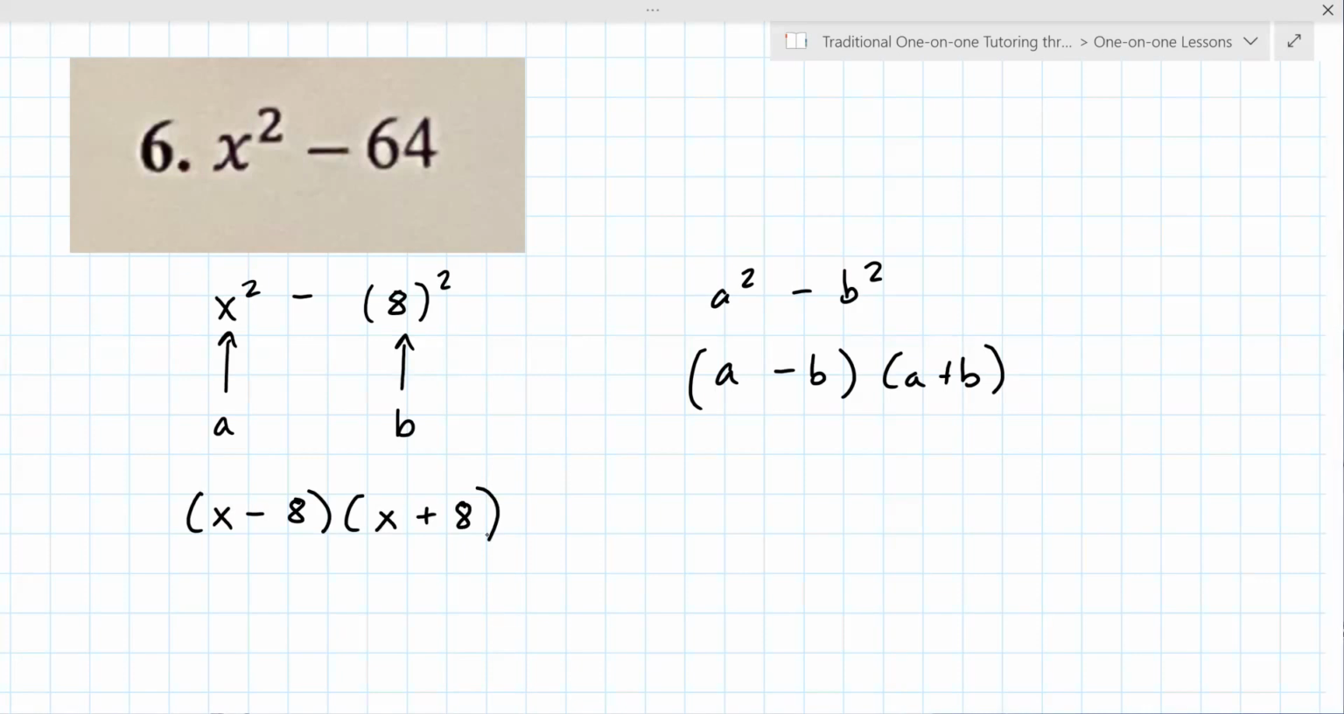Do you follow that? Do you see how it becomes x minus, x plus? Why is there a positive? It's just the way the formula goes. There's always one that's negative, and then there's always one that's positive. Okay. All right, got that.